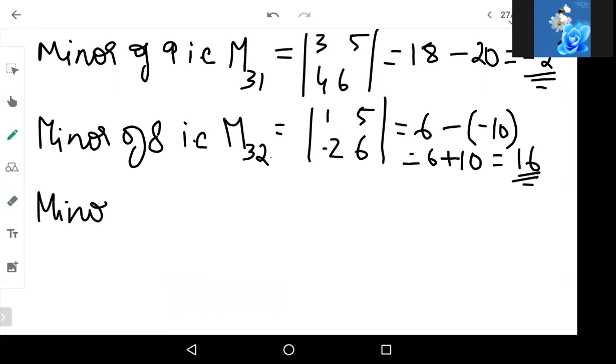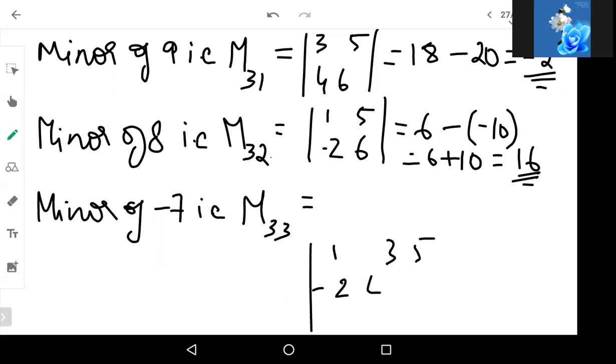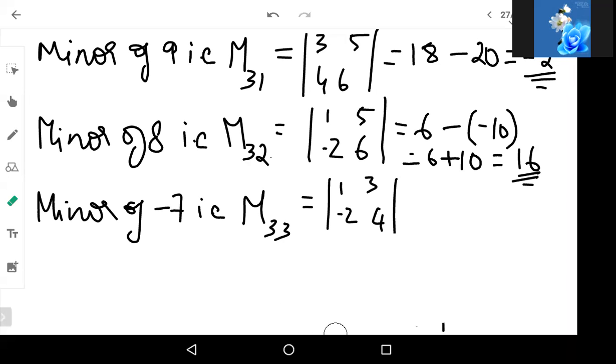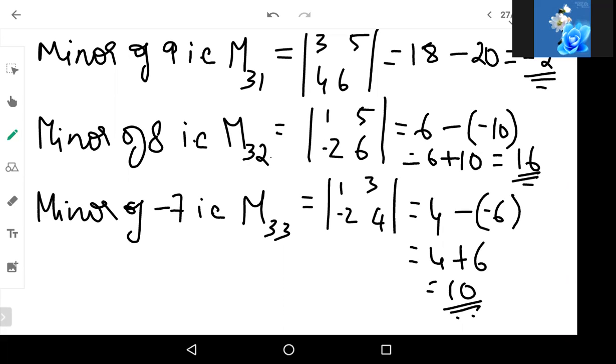So minor of minus 7, that is minor of third row and third column. So what do we have? 1, 3, 5, minus 2, 4, 6, 9, 8, minus 7. So here third row will go, third column will go. So what is remaining? 1, 3, minus 2 and 4. And find the value of this. 10, is it? Okay. So 4 ones are 4, minus of 3 twos are 6, minus 6. So 4 plus 6 is equal to 10. Very good. So this is the calculation of minor.